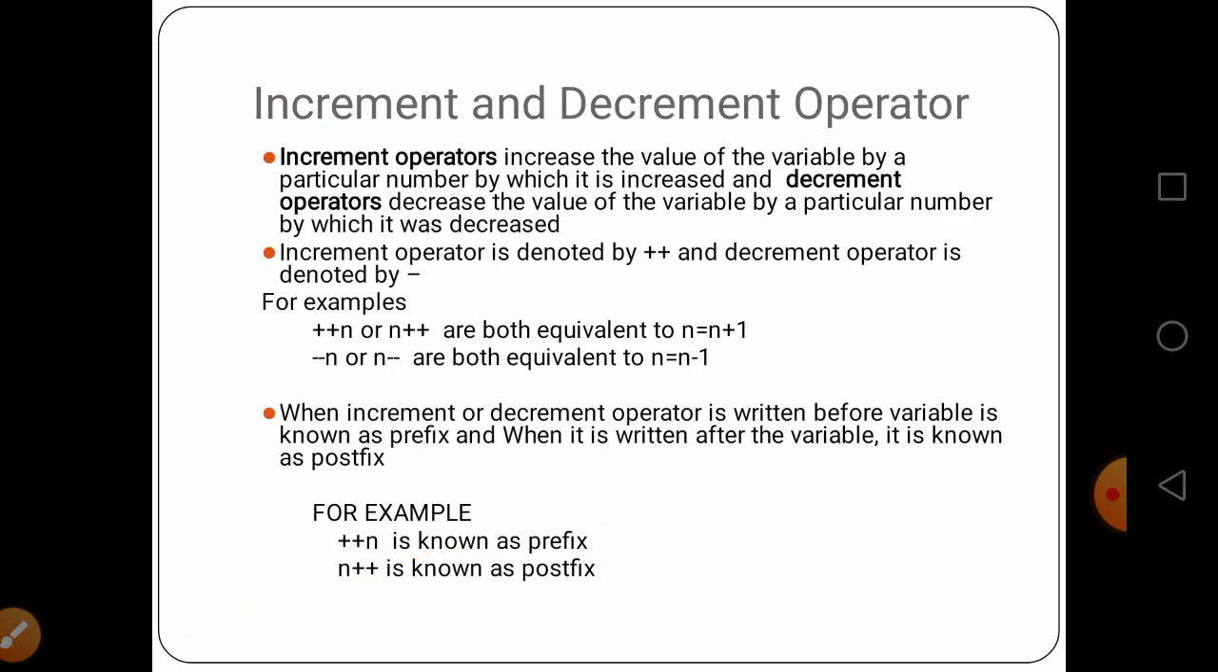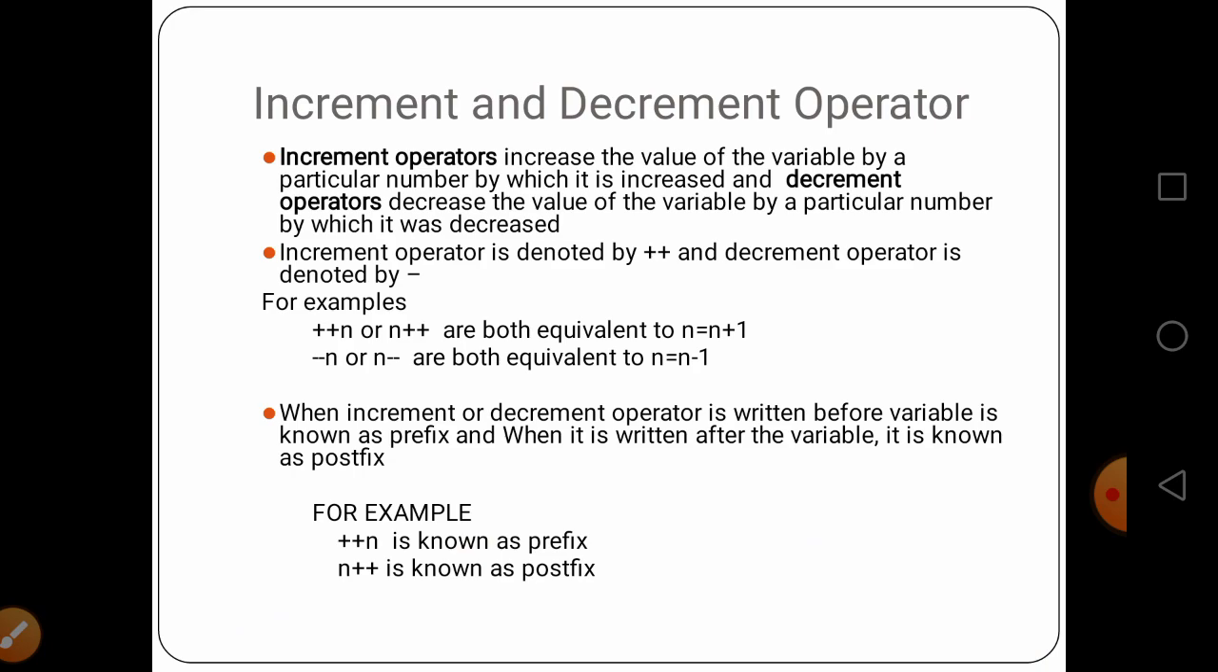So our next operator is the increment and decrement operator. Increment operator increases the value of a variable by a particular number by which it is increased, and decrement operator decreases the value of a variable by a particular number by which it was decreased. It means increment operator increases the value and decrement operator decreases the value. By default, it increases the value of a variable by 1 and decreases the value of a variable by 1 also. Increment operator is denoted by plus plus sign and decrement operator is denoted by minus minus sign.